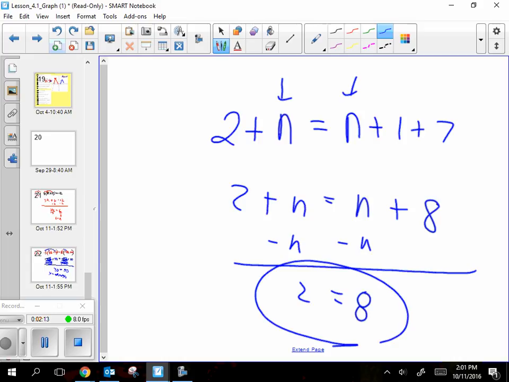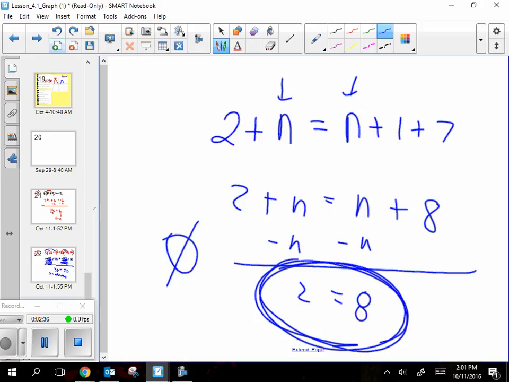So that's kind of the new thing for today, is just what happens if all the variables disappear. If all the variables disappear and you come out with a true statement, you'd say all real numbers are the answer. This you'd say no answers, and here's the shortcut for no answers: 0 with a slash through it.